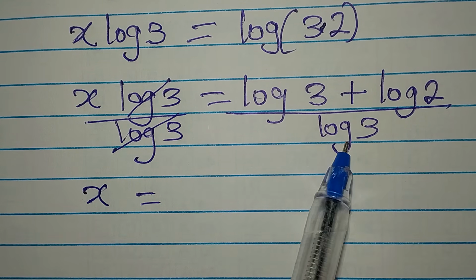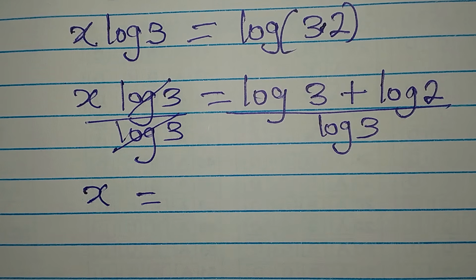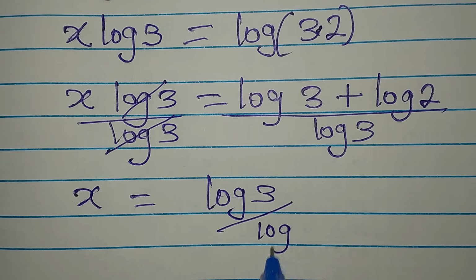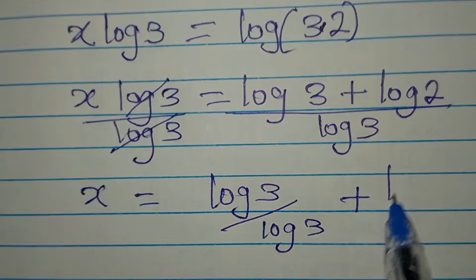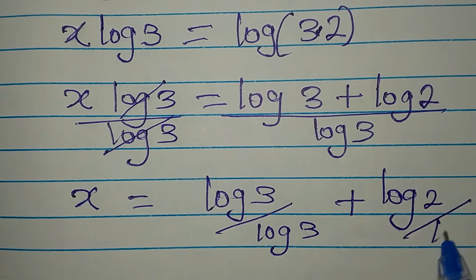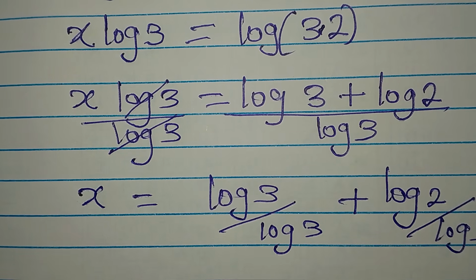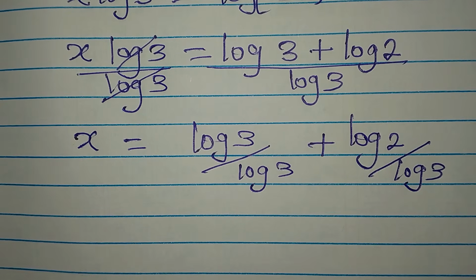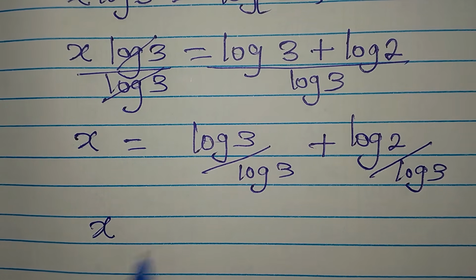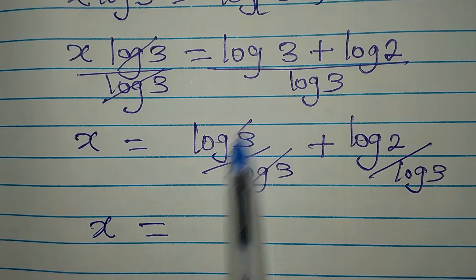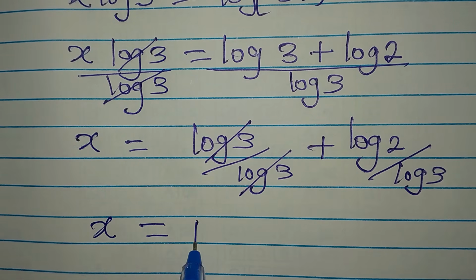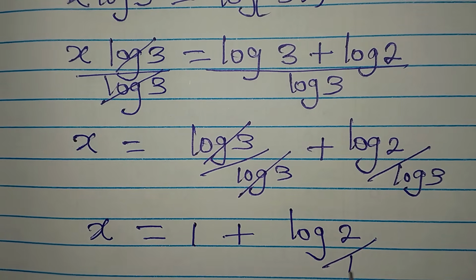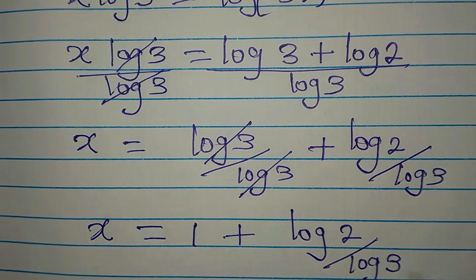But this log 3 now is going to work with both numerators. So we have log 3 divided by log 3 plus log 2 divided by log 3. Okay, this is interesting, isn't it? So now we have x from here that is equal to, log 3 divided by log 3 is 1, plus log 2 divided by log 3.